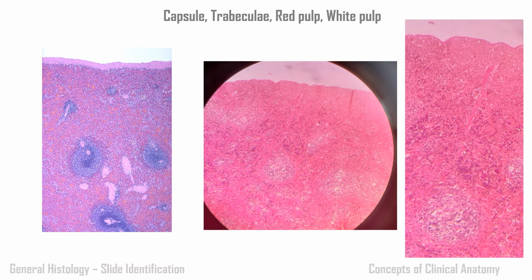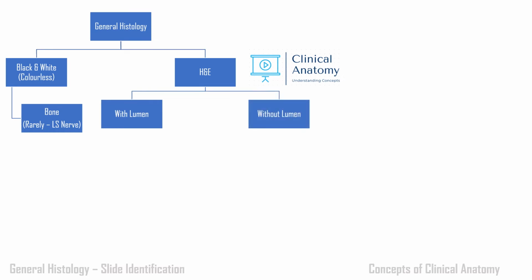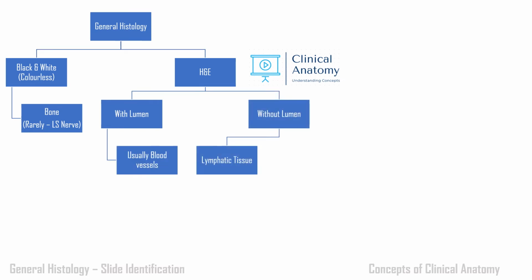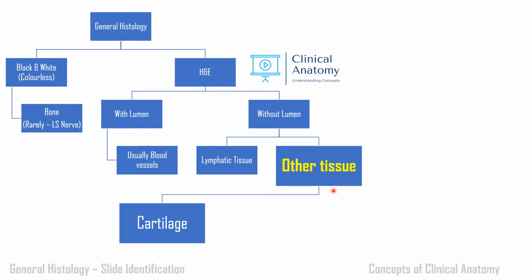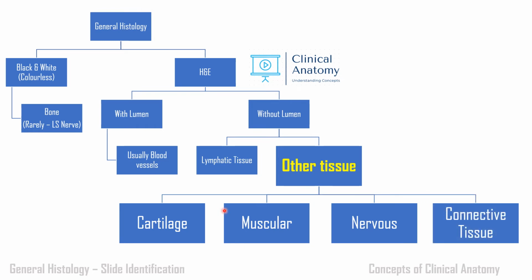So thus we complete the lymphatic system. Coming to the same flow chart, we first saw the colorless H&E in the colorless bones, and in the H&E first we see with lumen, without lumen. Then without lumen, we first completed the lymphatic system. The remaining tissues are cartilage, muscular tissue, nervous tissue, then connective tissue. We'll see them one by one.